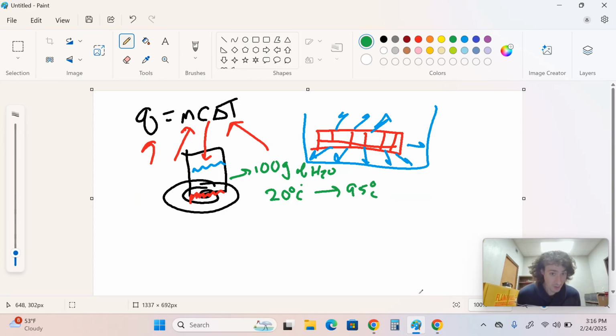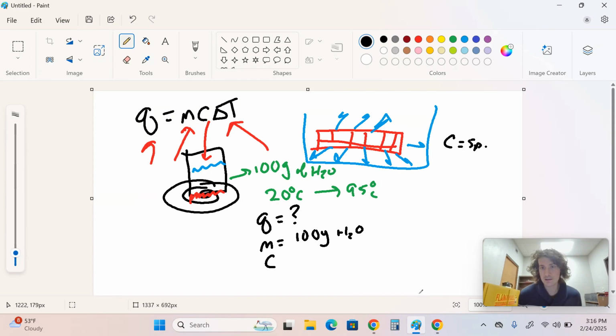And we want to know how much energy this hot plate is going to have to supply to the water. So what I would do if I were you is list out our variables. Q equals MC delta T. Do we have Q? We don't. That's our variable we're trying to find. Do we have M? We do. We have 100 grams of water. Do we have C? We do. Now, it doesn't say it in the problem, right? You're going, where does it say it? Okay, this would be given to you, and this is a great time to talk about what it is. So C is the specific heat.